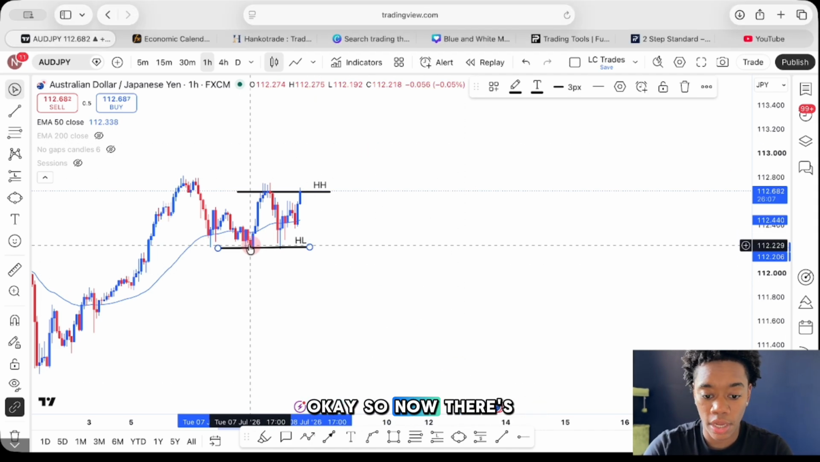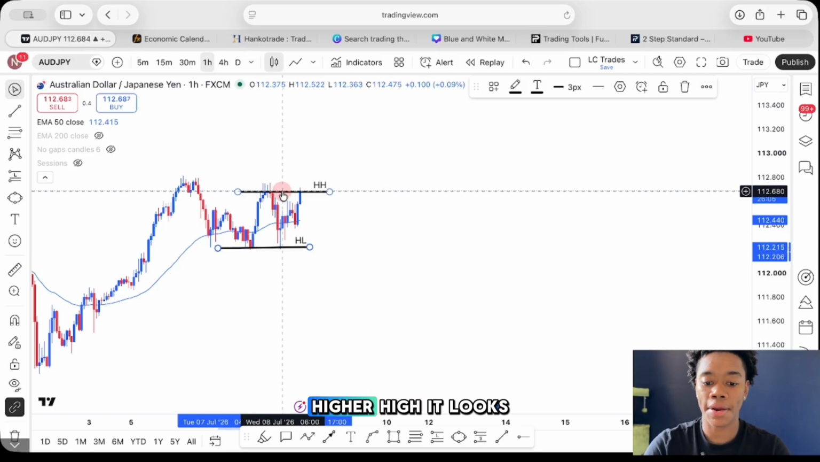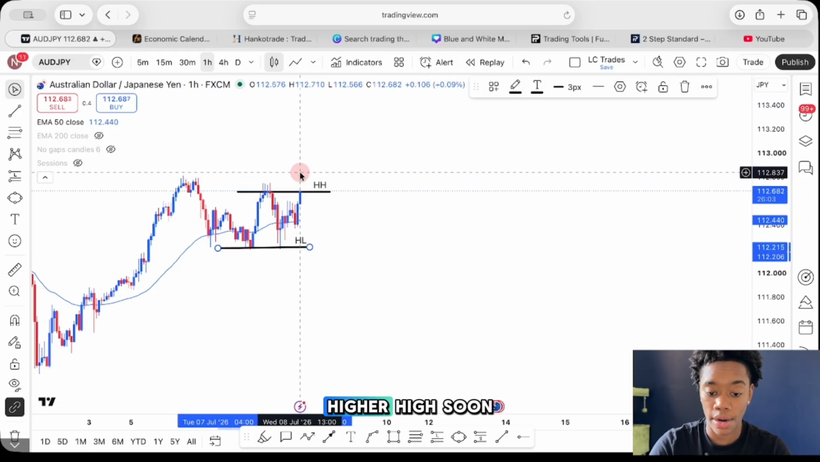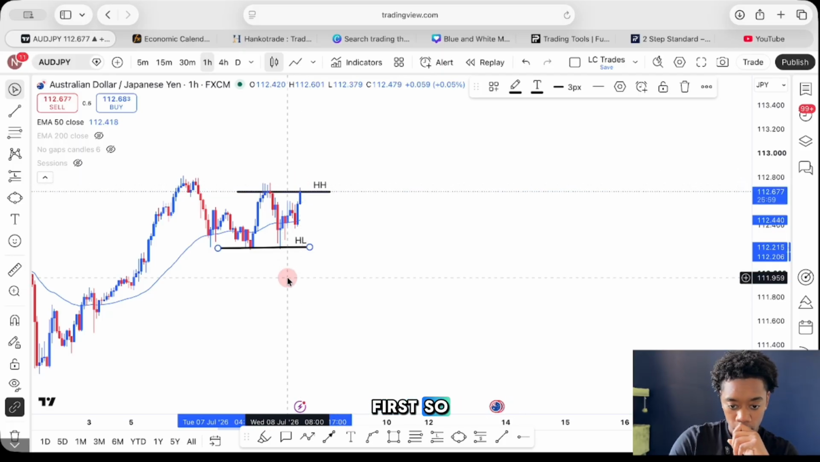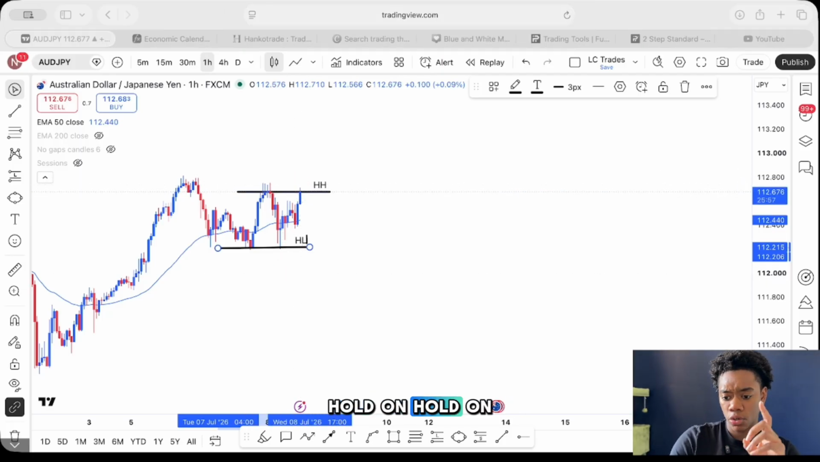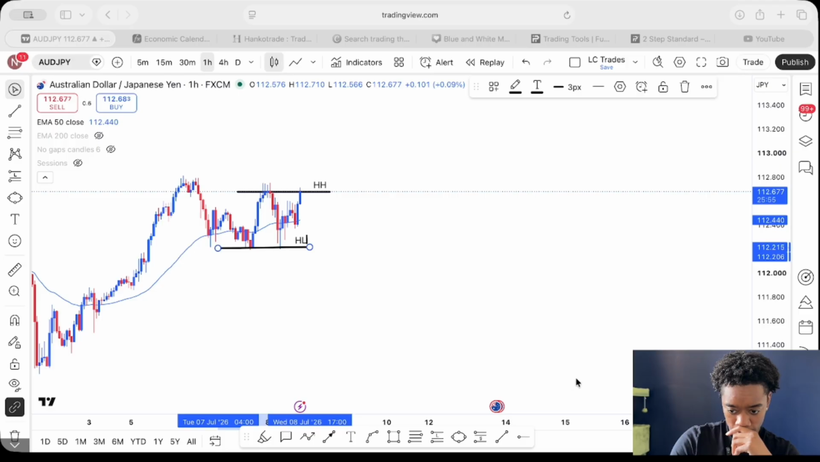Whatever. Okay, so now there's a higher low. There's a higher high. It looks like we are about to make a new higher high soon. We have to break above this higher high first.